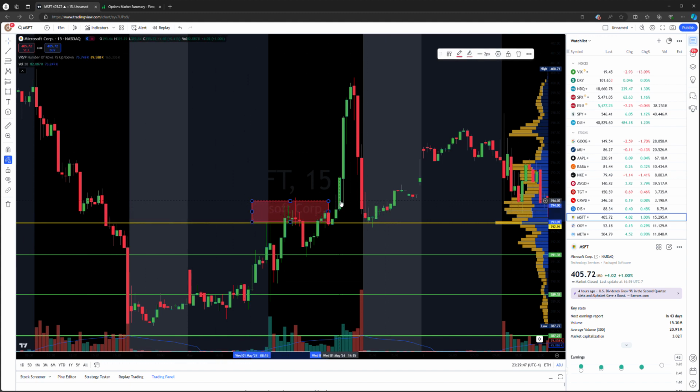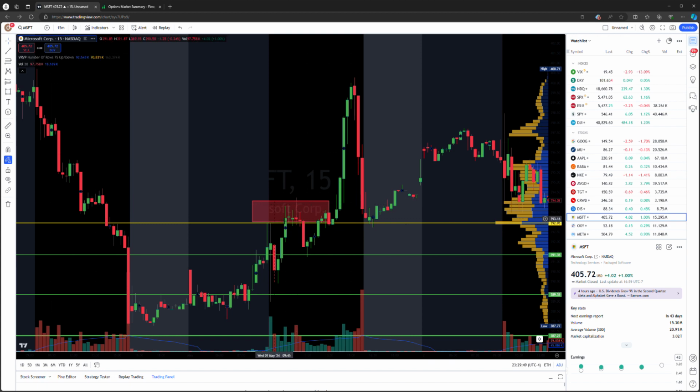Similar like this and like this, right? It's got to push beyond it in order for it to be valid. So that's when you would get your add, when you get a nice healthy close beyond it, and then you can start adding into your swing.